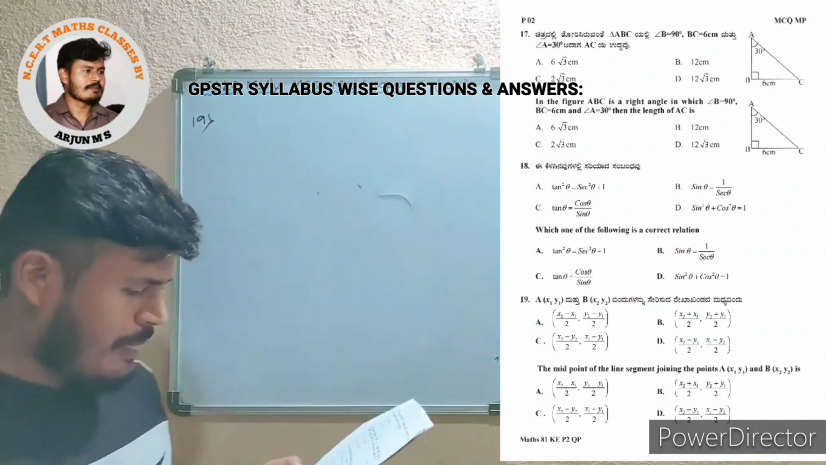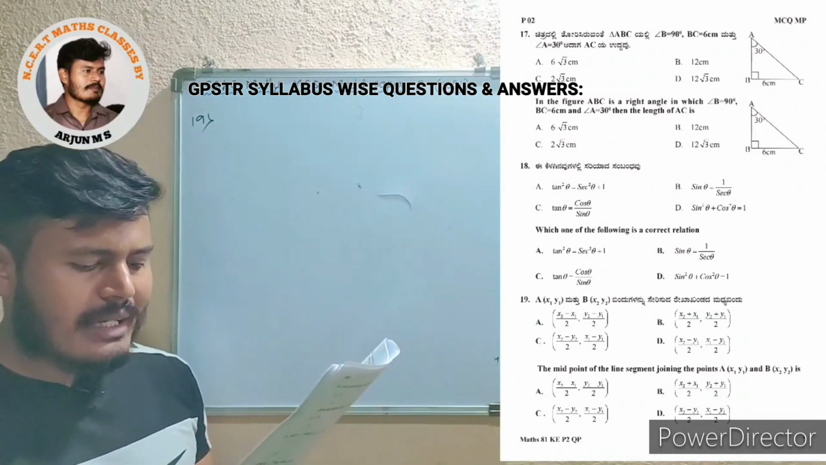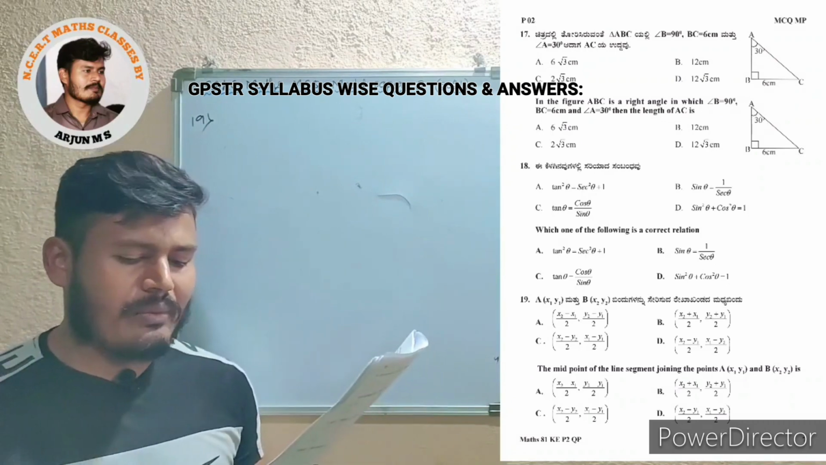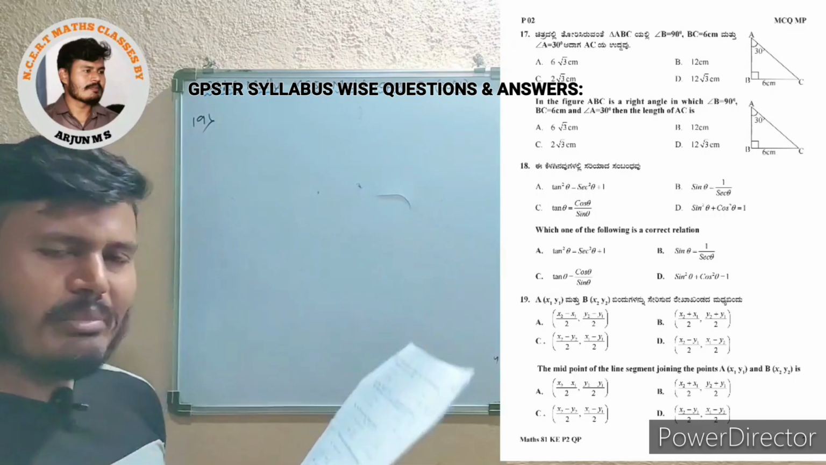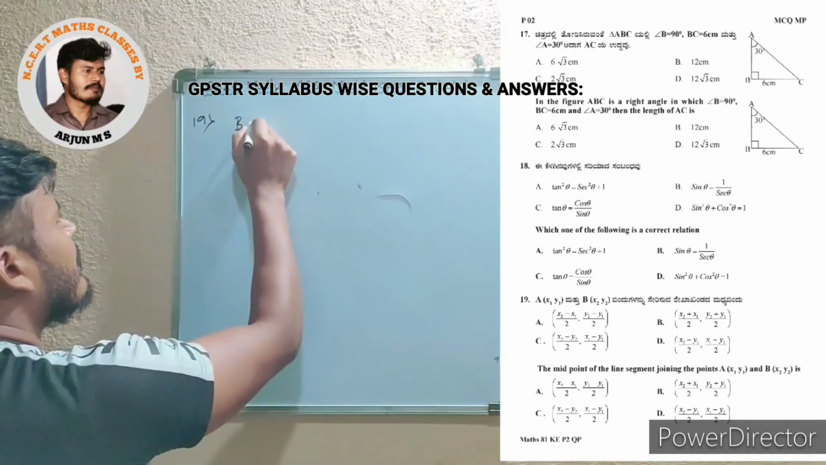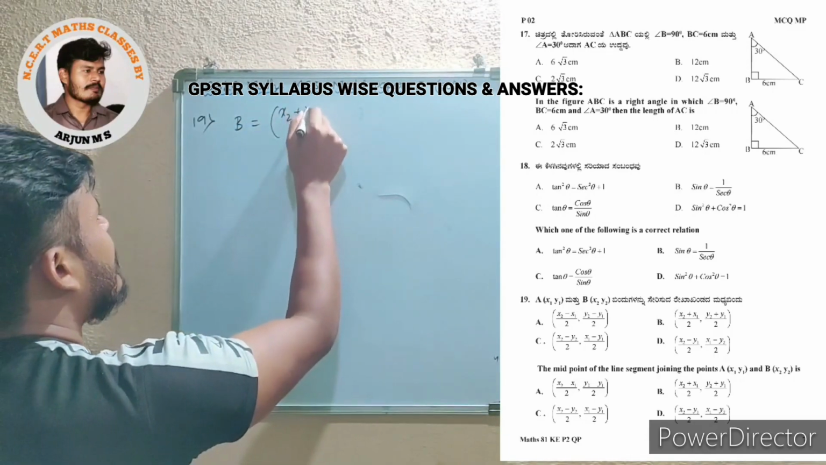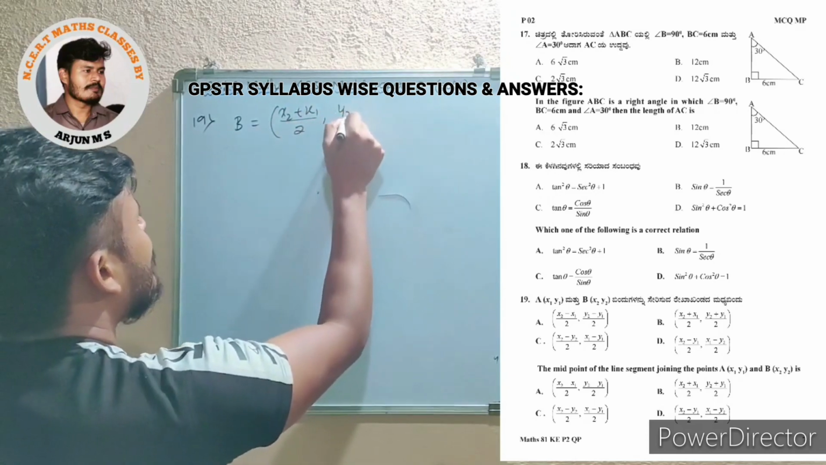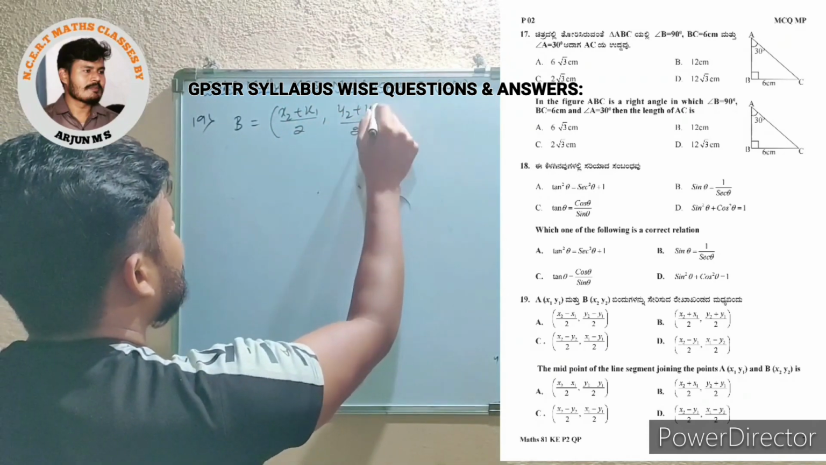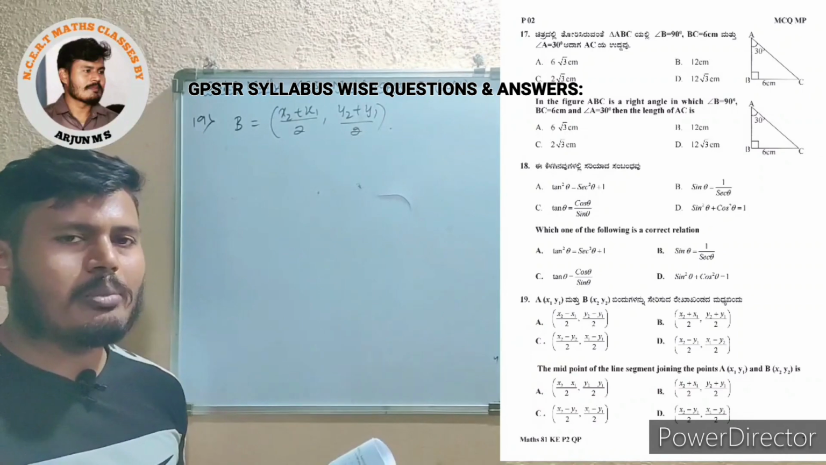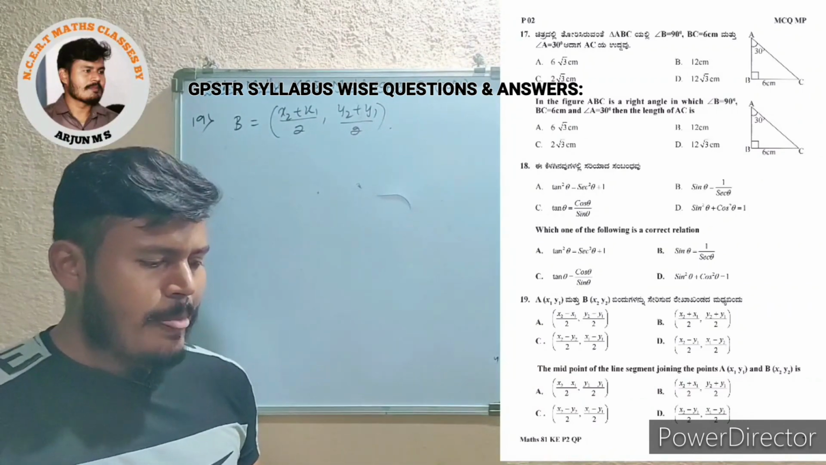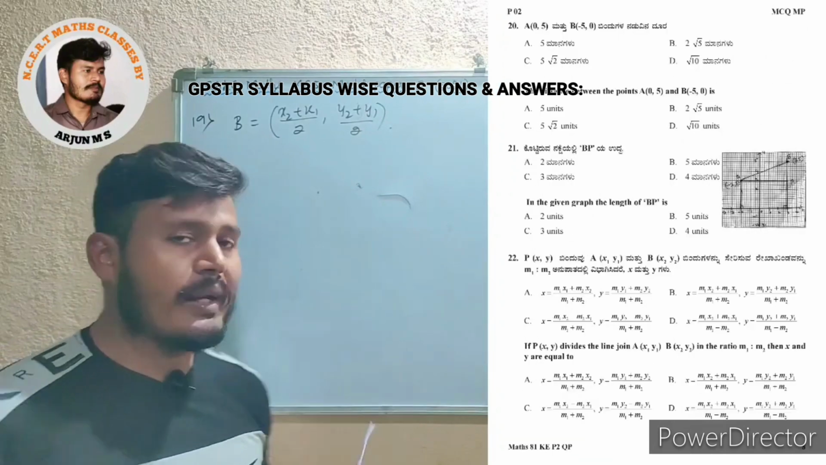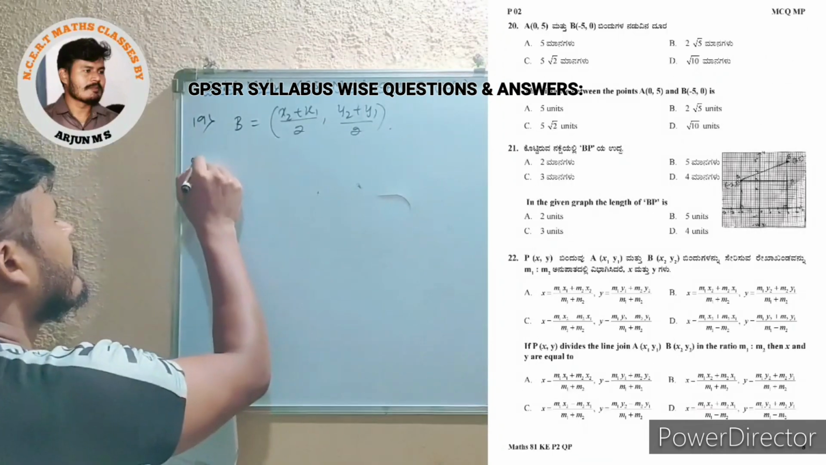19th question. The midpoint of the line segment joining the points A(x1, y1) and B(x2, y2). This is a very easy question. Option B is correct. You just observe here, (x2 plus x1) divided by 2, (y2 plus y1) divided by 2. So this is the formula to find out the midpoint of any two coordinates, right? So now we're moving on to the 20th question.